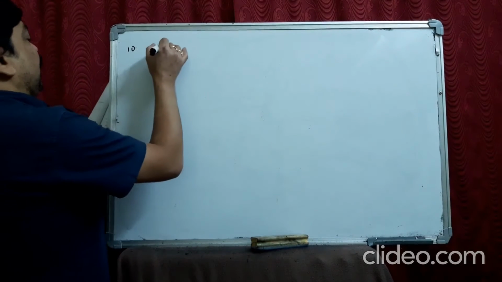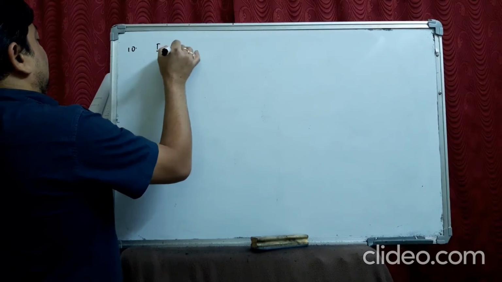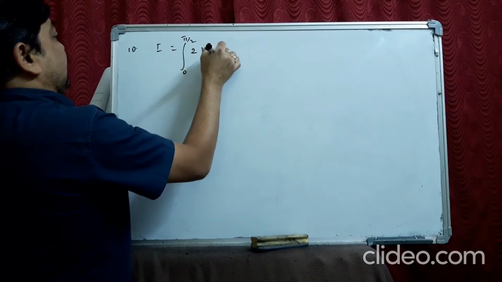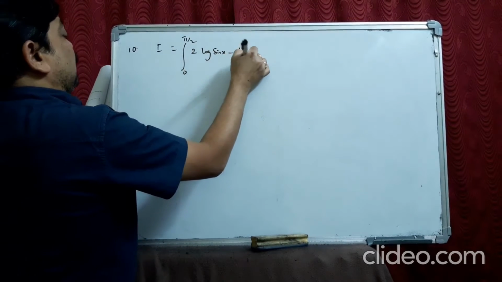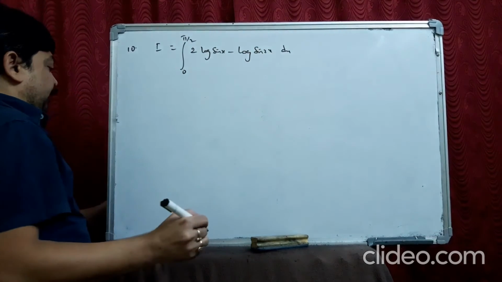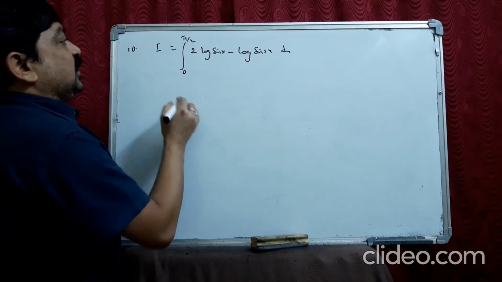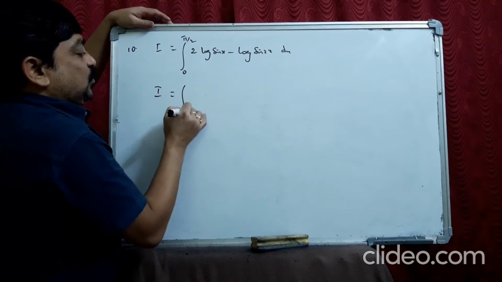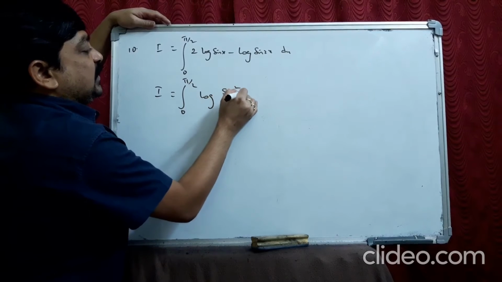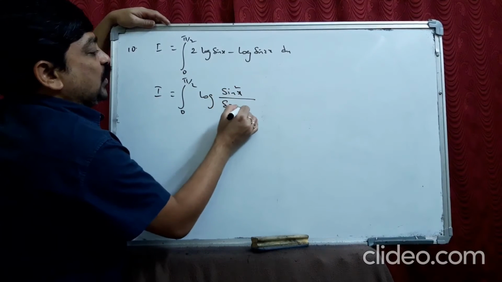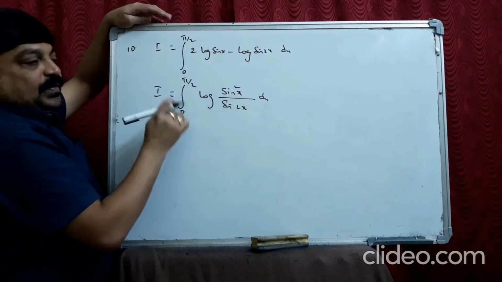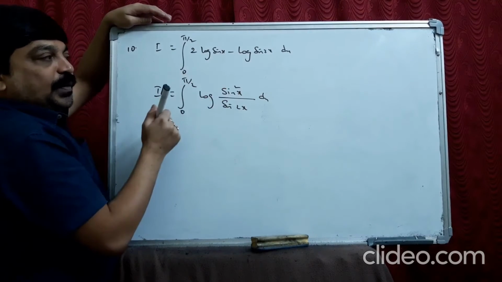Integration 0 to pi by 2 of 2 log sin x minus log sin 2x dx. So you can write this as the integral from 0 to pi by 2 of log sin square x by log sin 2x, because you can write this as log sin square, and it looks like log a minus log b.